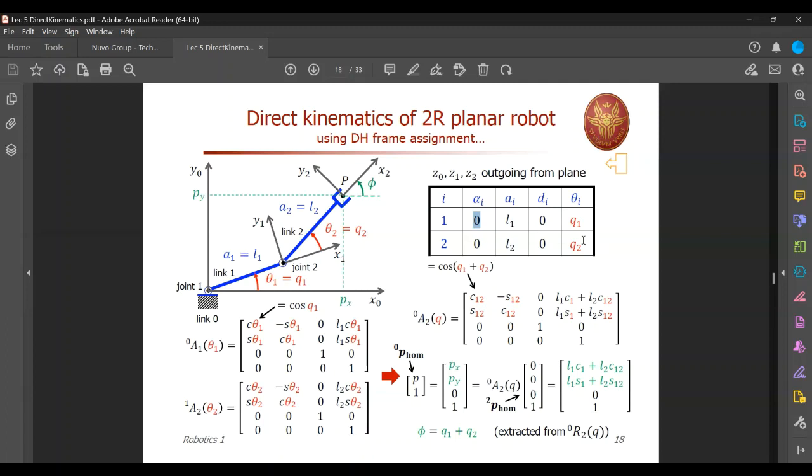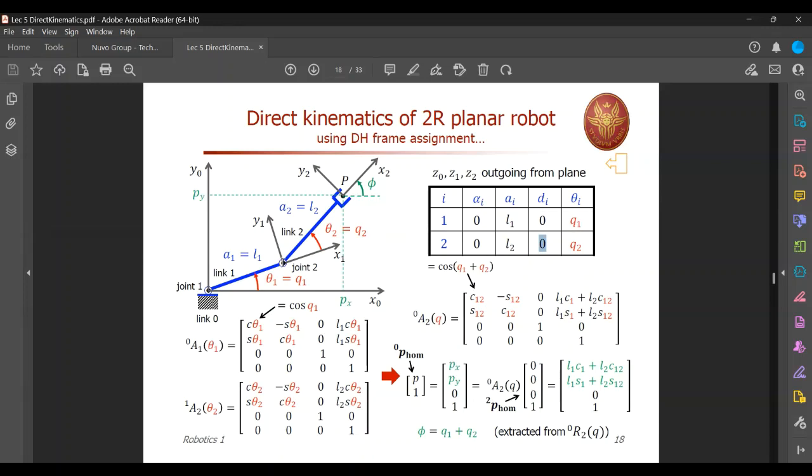Right, now the second one up here. What is the angle from x1 to x2 now? X1 to x2 is theta 2. We call it Q2, right? The joint angle is Q2. And x1 to x2 along the z direction, vertically upward, is also 0. So the d distance is 0.